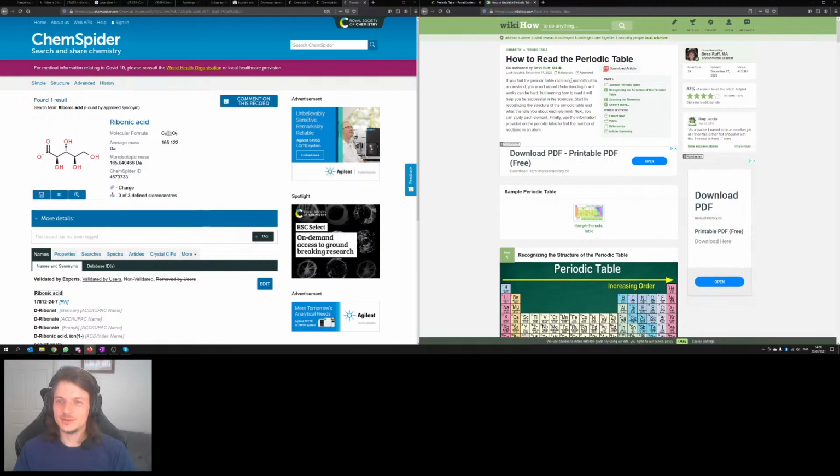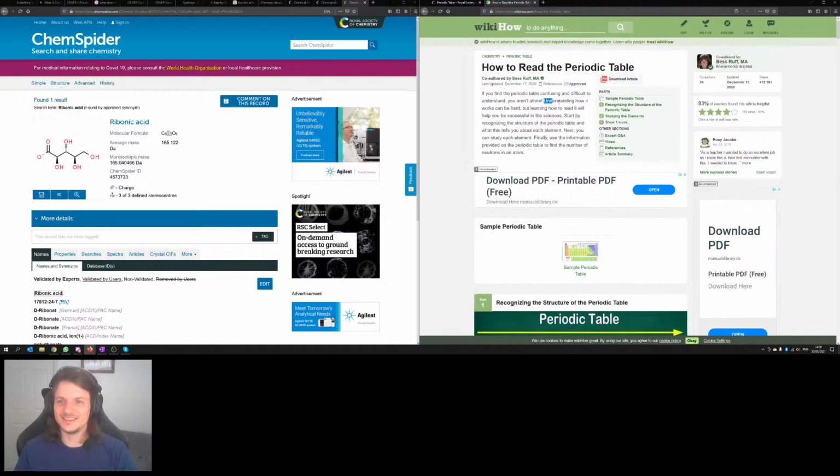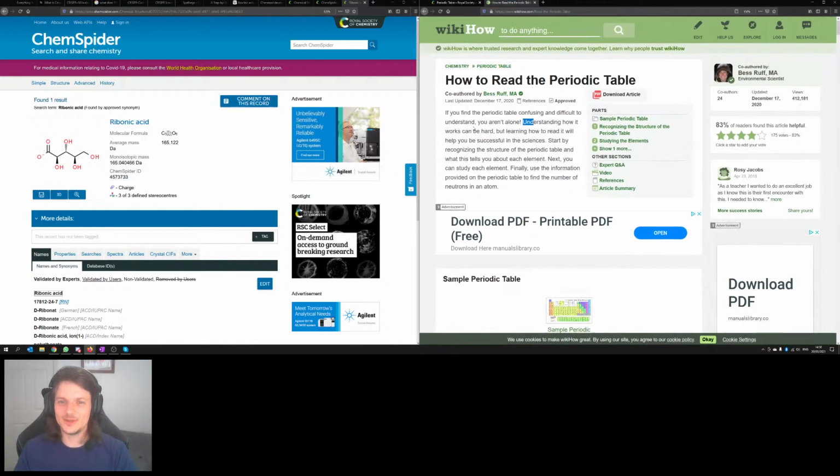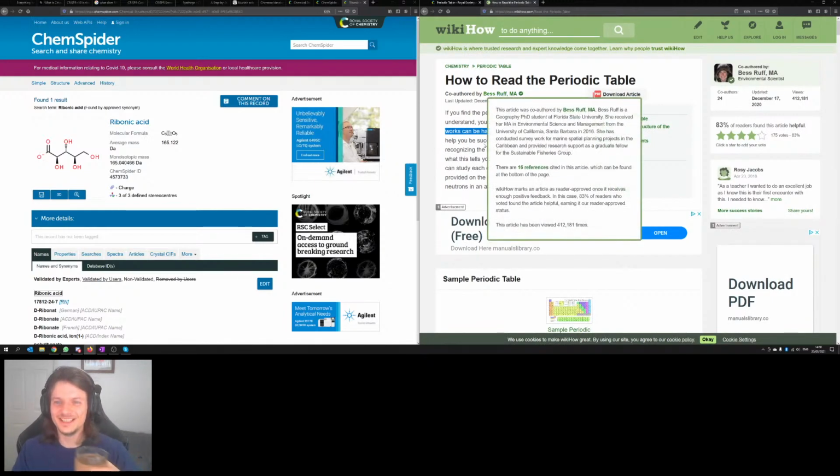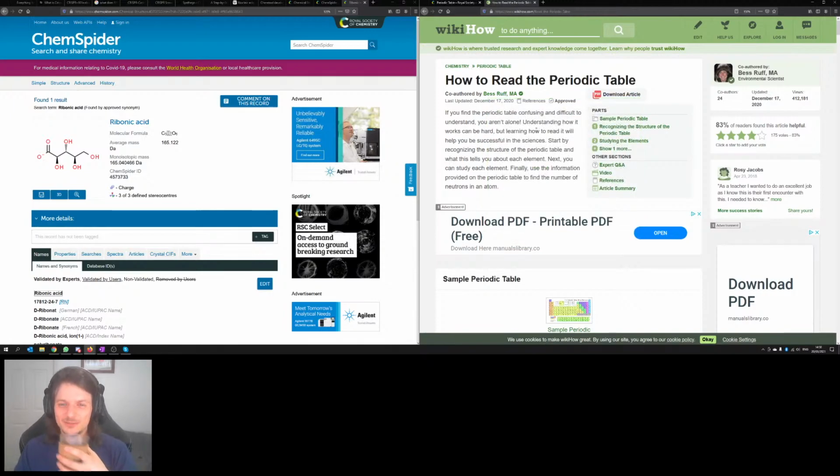If you find the periodic table confusing, difficult to understand, you're not alone. Understanding how it works can be hard. That's not a very good thing to know. But learning how to read it will help you be successful in the sciences. Start by recognizing the structure of the periodic table and what this tells you about each element. Okay.